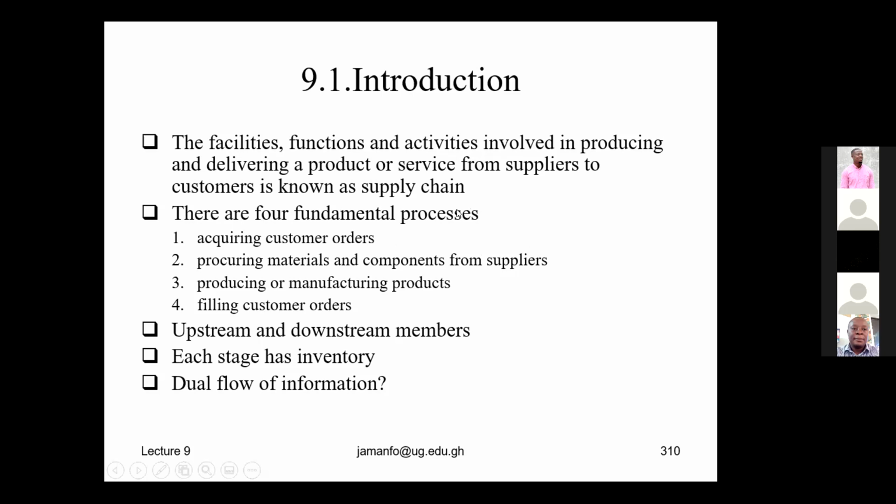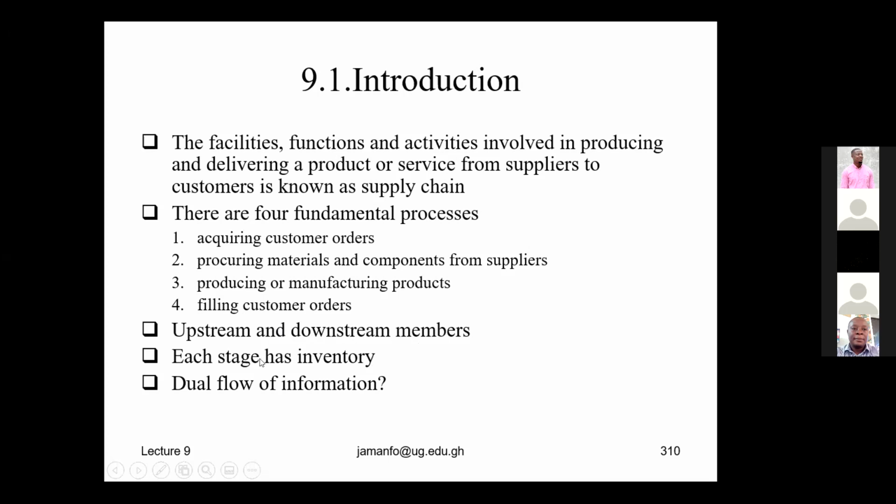There are 4 fundamental processes, and these 4 fundamental processes involve acquiring customers, producing materials and components from suppliers, producing or manufacturing products, and meeting customer needs or filling customer needs. We have the upstream and downstream members of the supply chain. I think I've already explained this.